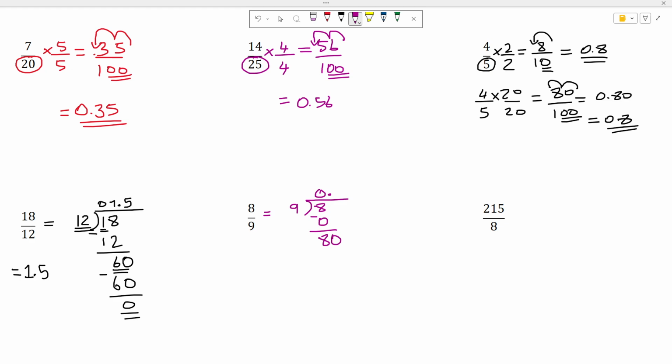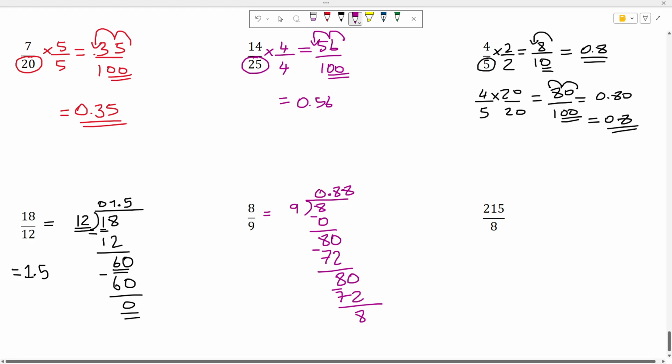Now 9 times what will give us nearest to 80 guys? You know 9 times 8 is 72. 80 minus 72 is going to give us 8. Again guys, maybe let's go one more decimal value. So we put a 0 here. 9 times 8 is 72. And 80 minus 72 is going to give us 8.